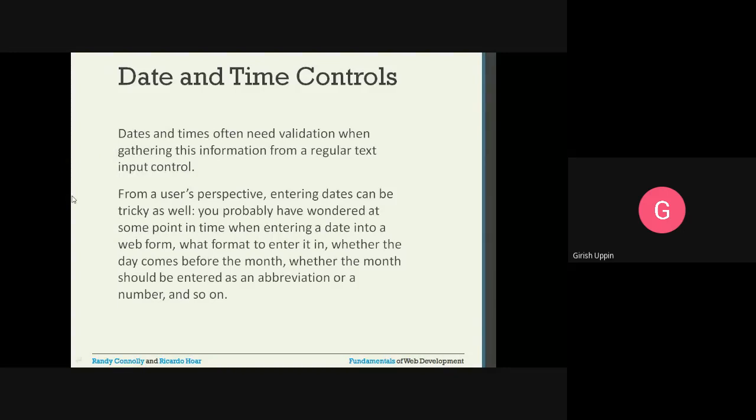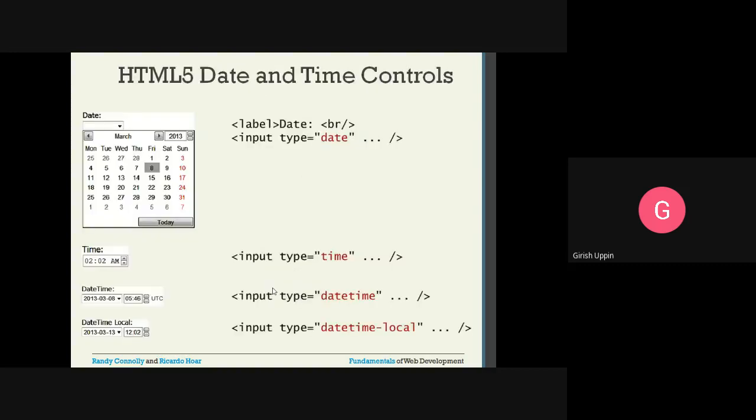So you probably have wondered at some point in time, when entering a date into a web form, what format to enter it in, whether the day comes before the month, whether the month should be entered as an abbreviation or a number, and so on. There will be a lot of confusion. The best way is to have a calendar displayed so that the user can select it. So we have HTML5 date and time controls, which make entering the date very easy.